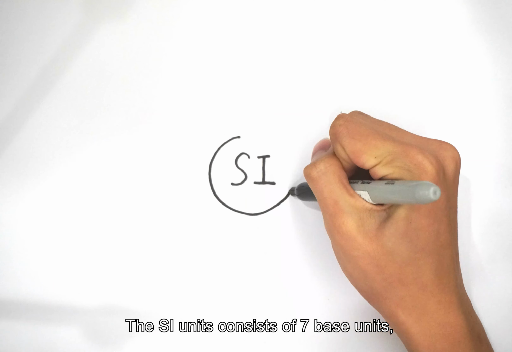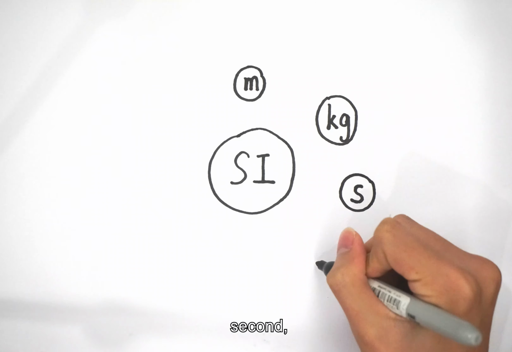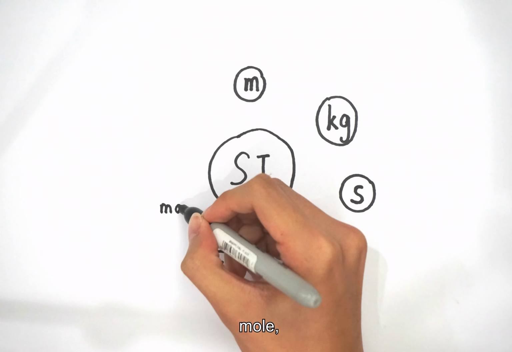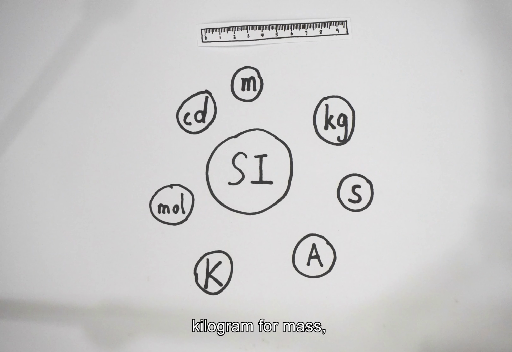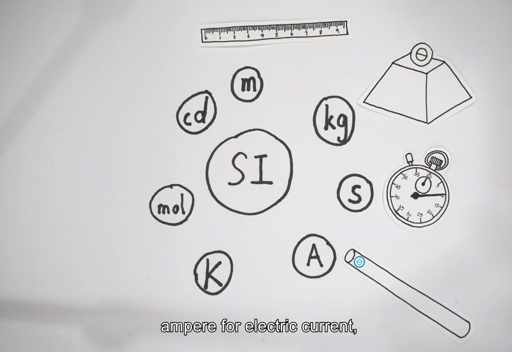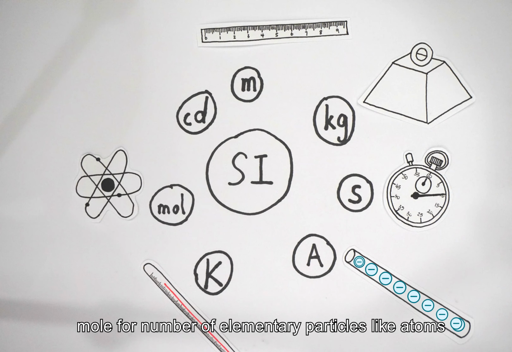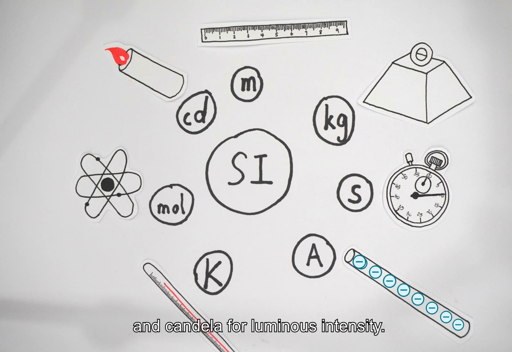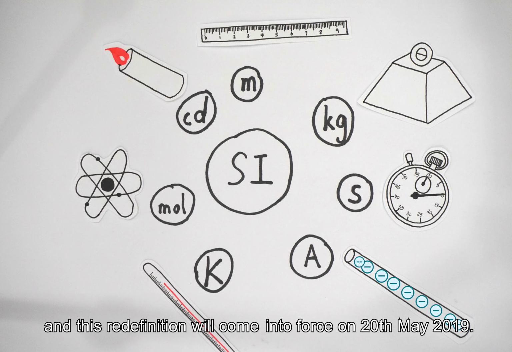The SI units consist of 7 base units, which are meter, kilogram, second, ampere, Kelvin, mole, and candela. Meter is used for length, kilogram for mass, second for time, ampere for electric current, Kelvin for temperature, mole for number of elementary particles like atoms, and candela for luminous intensity. 4 of them have been redefined, and this redefinition will come into force on 20th May 2019.